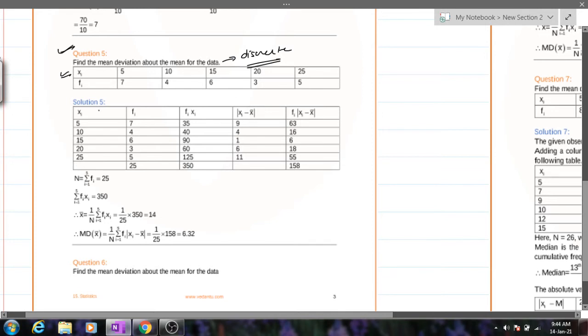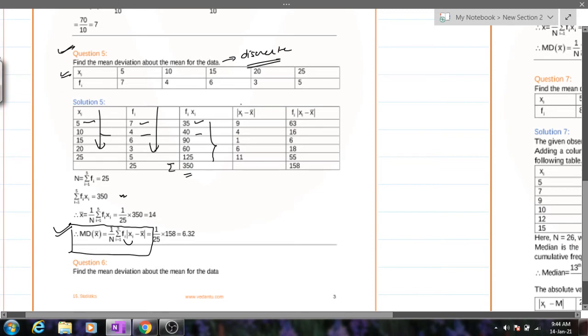So you write down the x values and the frequency values, and you should know this formula. Just keep this formula in mind. You have to calculate the mean deviation about the mean. So out here you need to calculate fixi, okay? You multiply these two items, 7 into 5, 35. Same thing goes with this. You multiply all of this and calculate the summation of fixi.